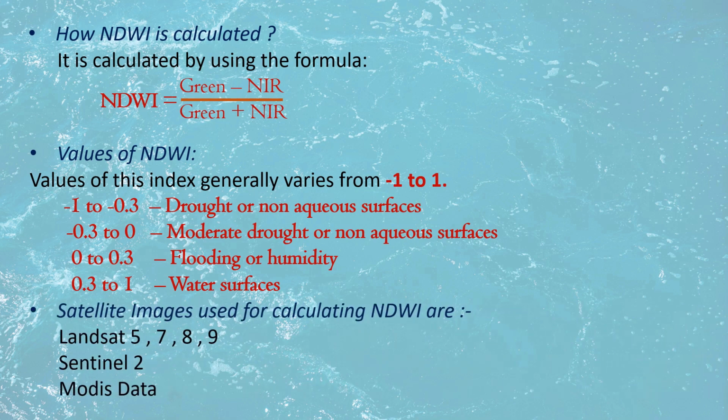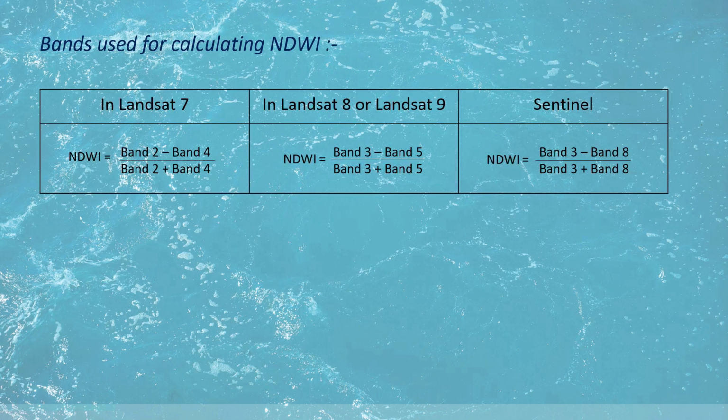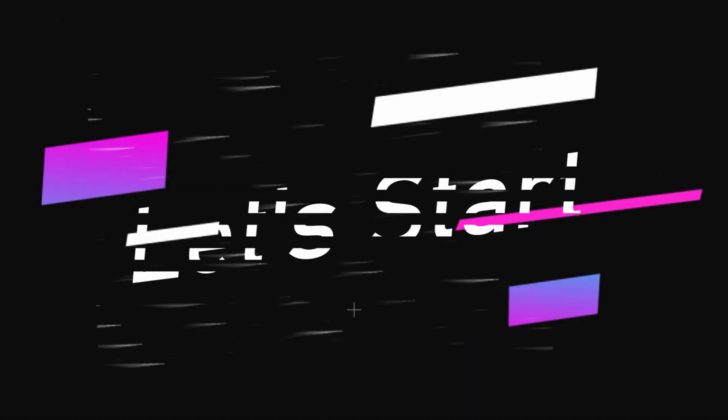Satellite images used for NDWI are Landsat and Sentinel models. Bands used for calculating NDWI. So let's start.